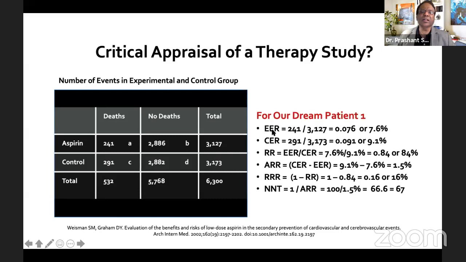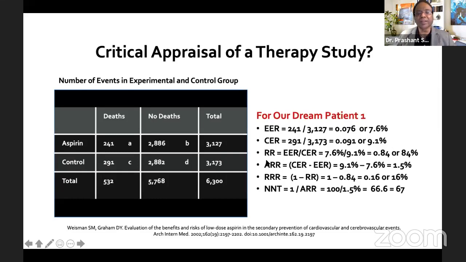So experimental event rate is 241 divided by the total number, which is 0.076. You can convert that into a percent, which will be 7.6. You can do the same thing for control event rate in the control group. So 291 divided by 3,173. That will give you 9.1%.